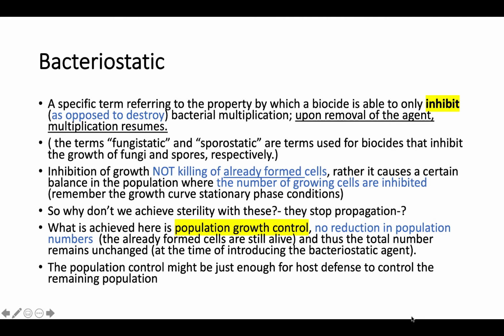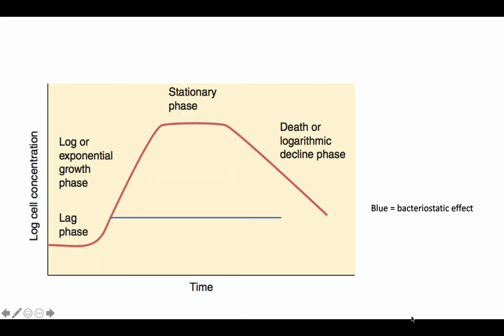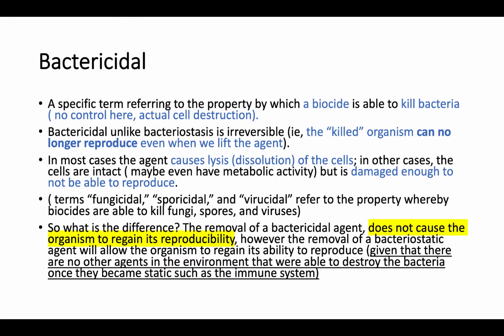So you're controlling the growth and you do not, with the bacteriostatic agent, reduce the numbers, but you are giving the immune system time to catch up. The population control might be just enough for the host defense to control the remaining population. So here is the bacteriostatic event: it is growing, and you push it into stationary phase right away. So this is the bacteriostatic event.